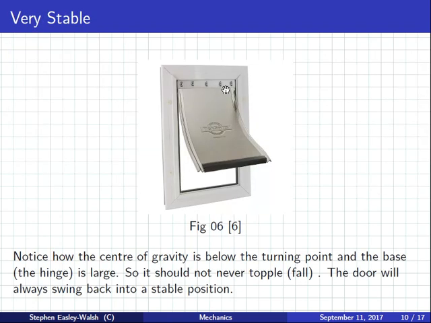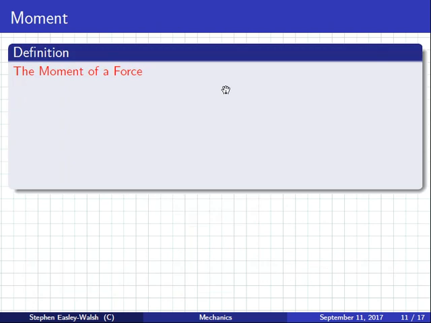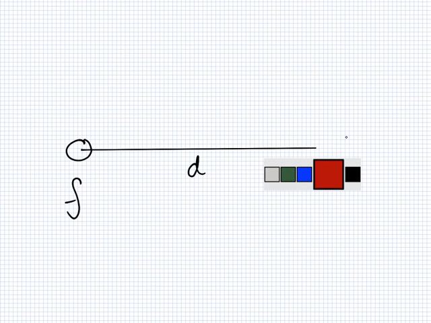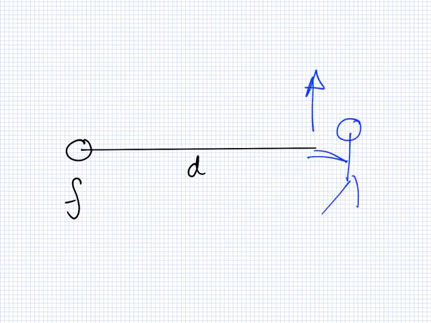So we've talked a lot about things turning, but we actually haven't said how you measure how easy or hard it is to turn something. So we have this thing called the moment of a force. And it's the force times the perpendicular distance from the fulcrum. Let me just draw that. Let's imagine I have this here. This is the fulcrum. And this is the distance here. And I have somebody, and they're trying to turn this. So they're pushing this up with a force F to try and make this turn.